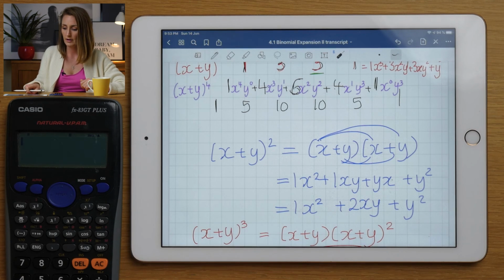Okay, that was a little bit of background information on Pascal's triangle, what it is and why it's useful to us here in A-level maths. And we're going to fast forward now to key skill 1. So I'll see you in the next key skill.